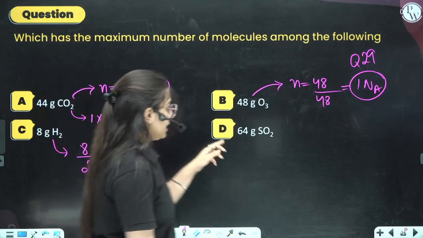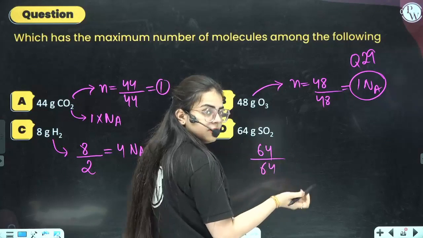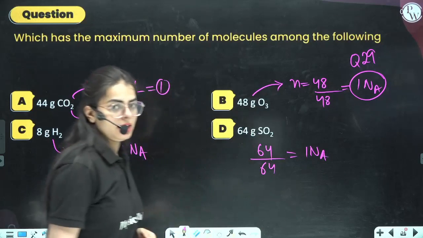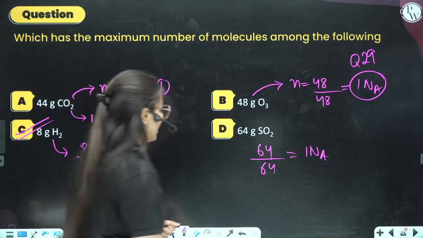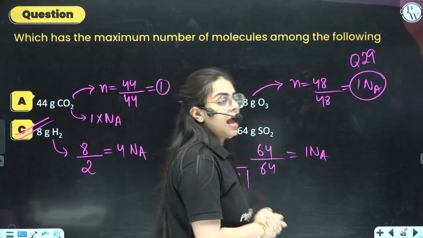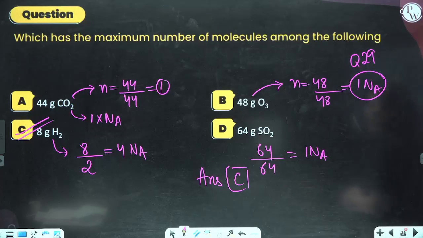Yes. Okay. Here, given mass is 64. Molecular mass for SO2 is also 64. So this comes out to be 1 into Na. So maximum number of molecules is present in option number C, that is 8 grams of H2. So the answer comes out to be option number C. Can we move on to the next question?